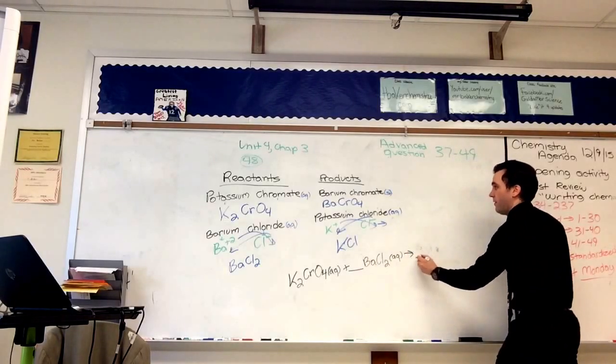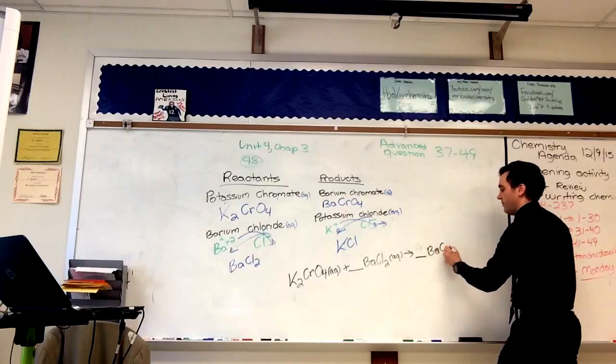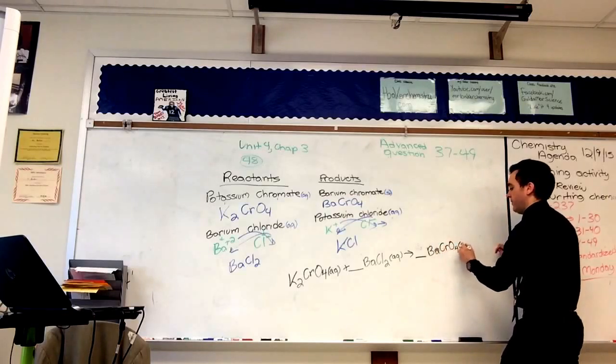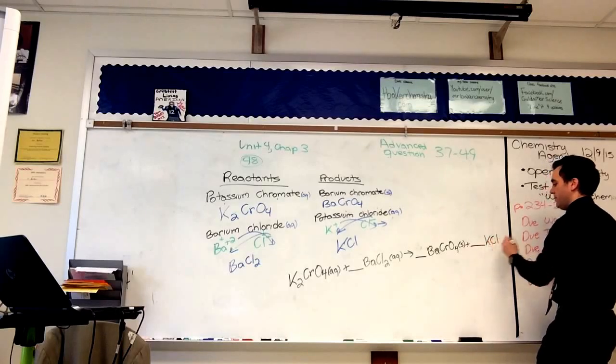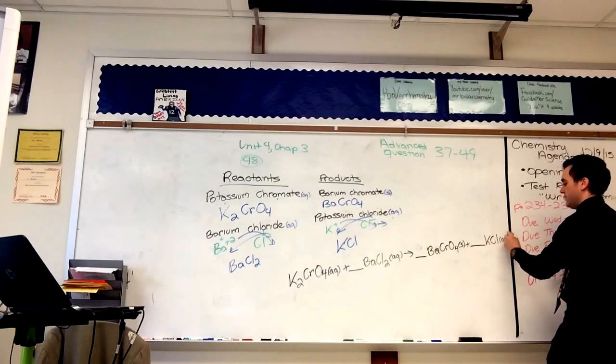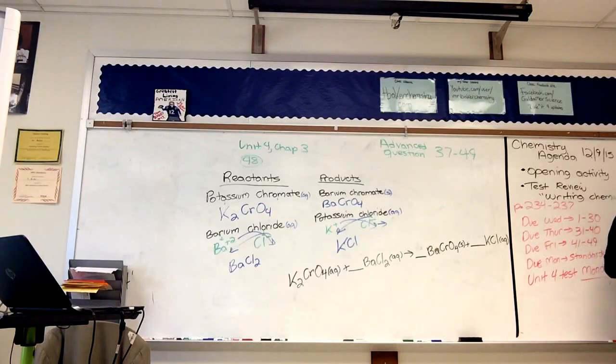Forms barium chromate and potassium chloride. So on your test, if you want to get advanced, you would have to write this, but you have to write that just to get a proficient. If you want to get advanced, you then have to balance this.